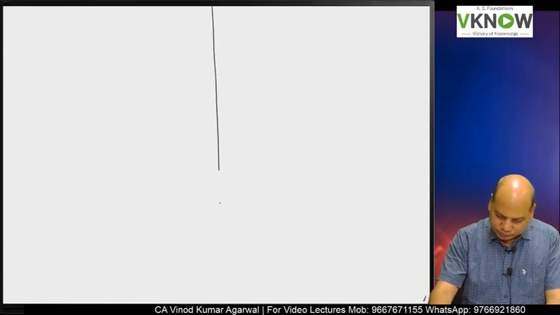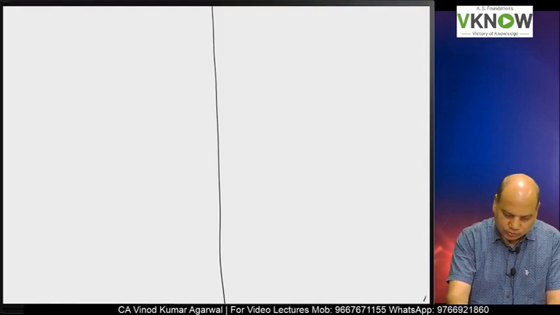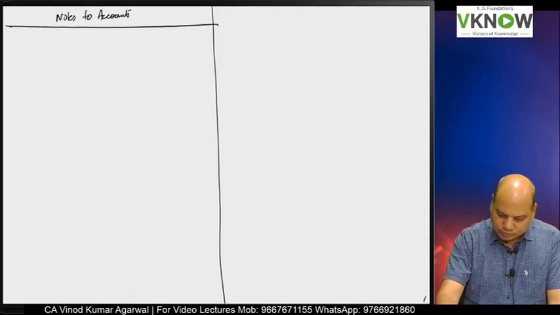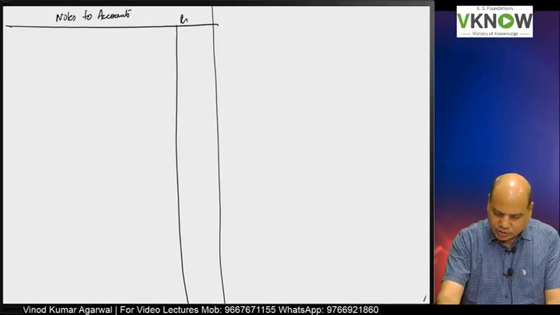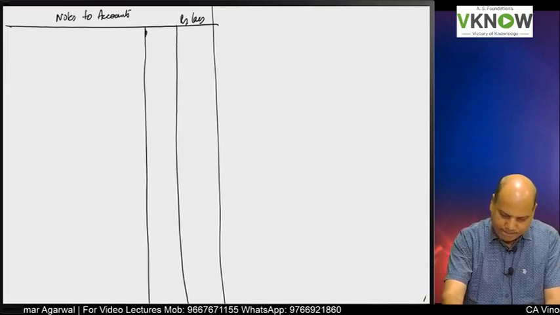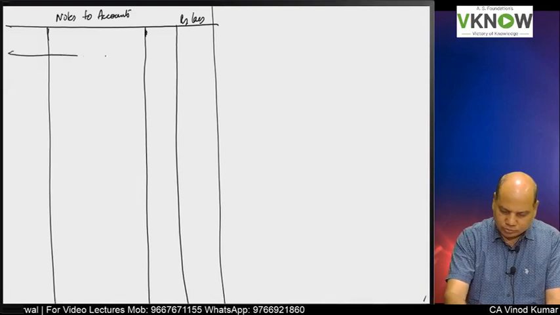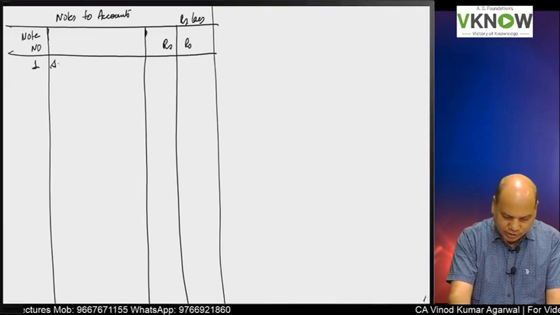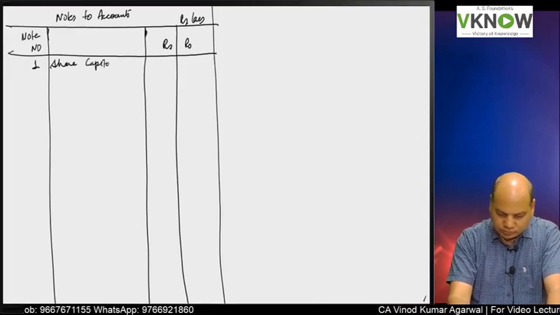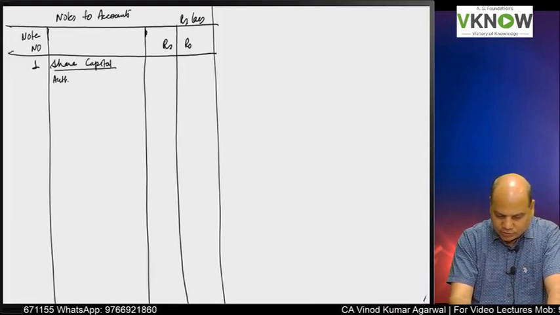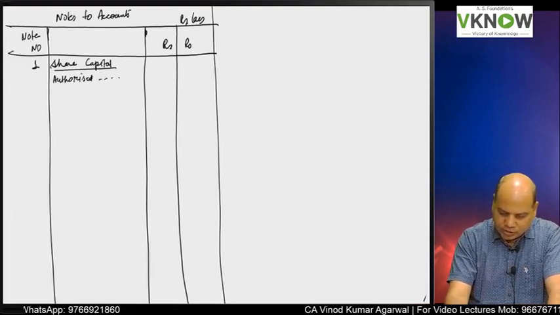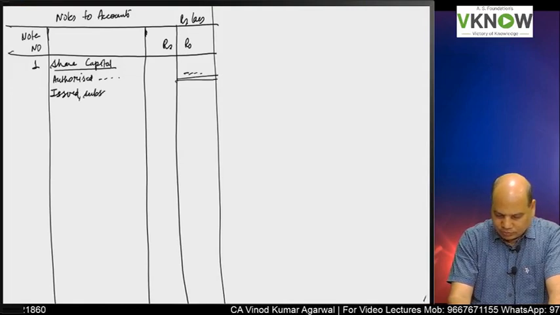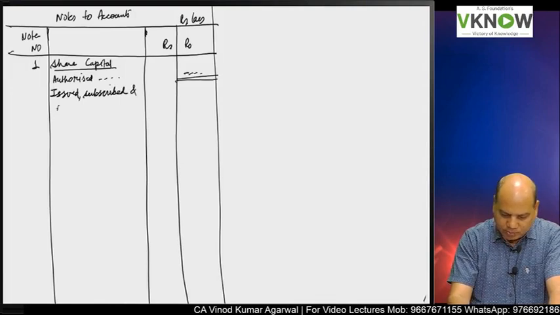So write down please, notes to account, right hand side rupees in lakhs. Note number, rupees. First note, share capital. Under that write down authorized. Just write down dash double underline. Issued, subscribed and paid up.